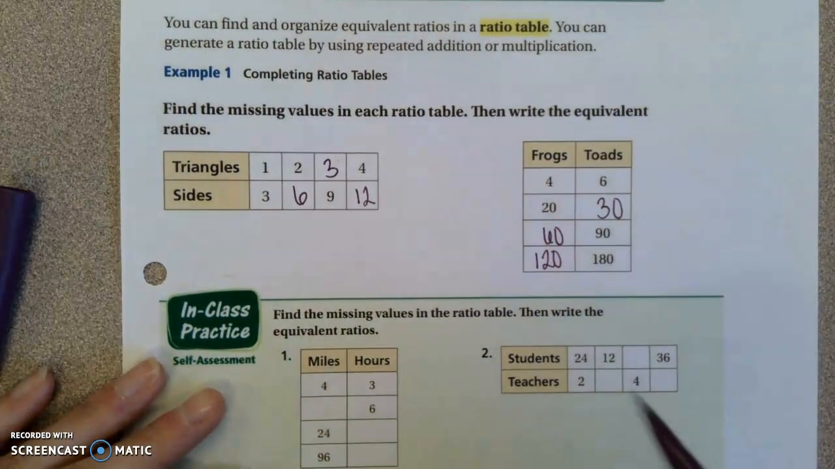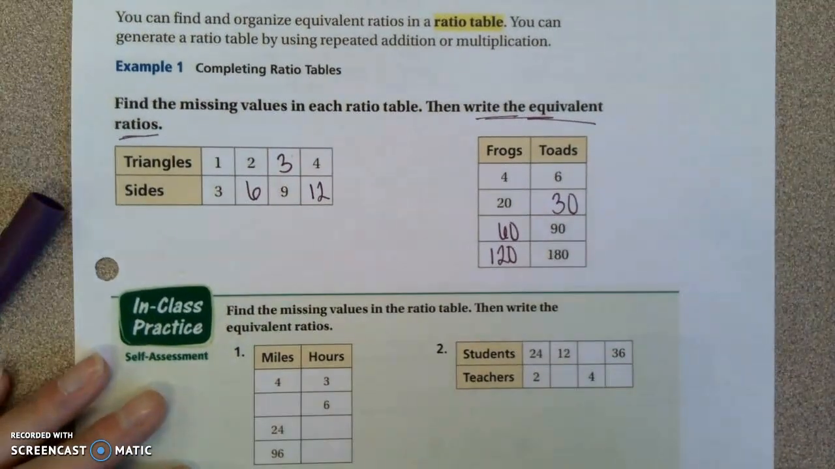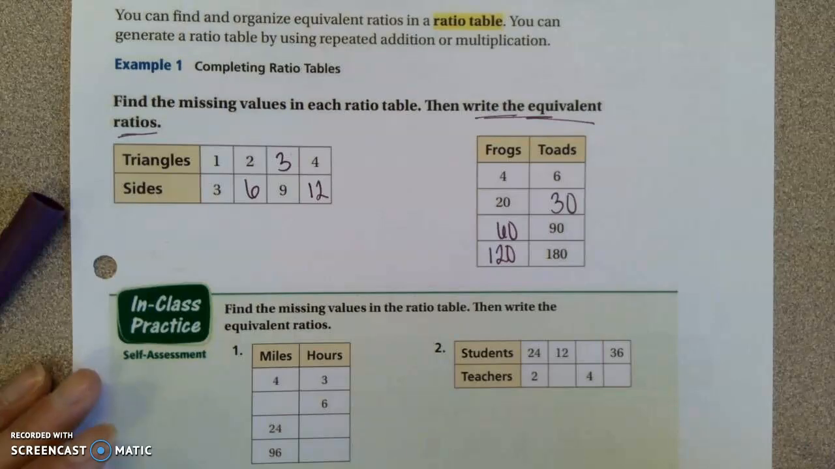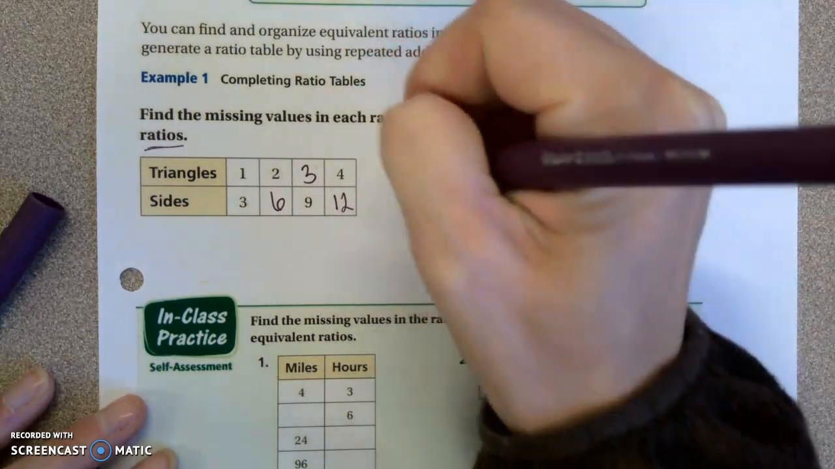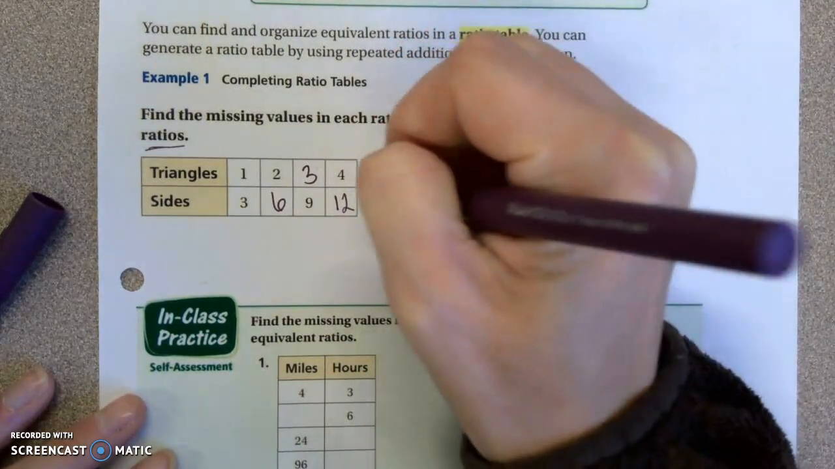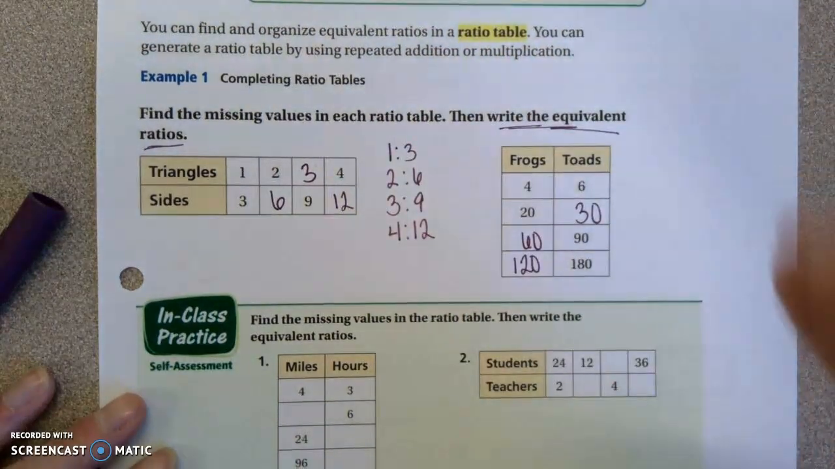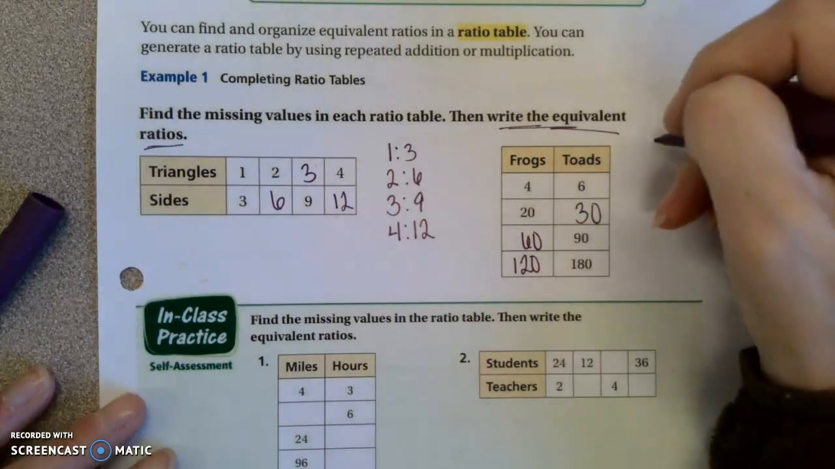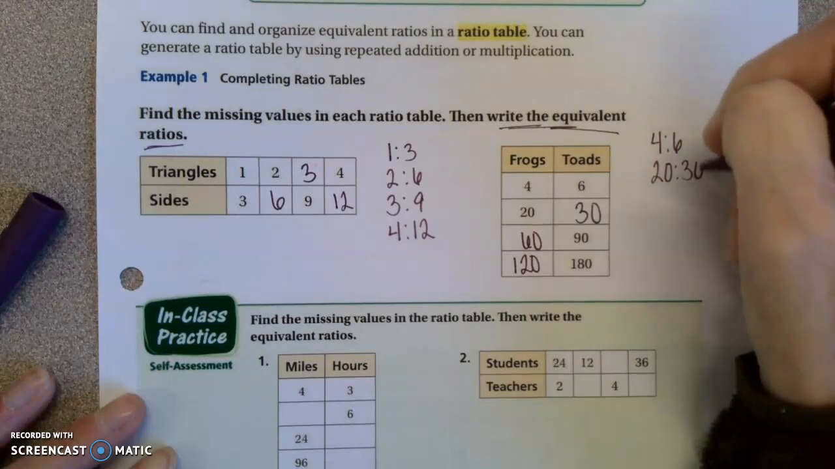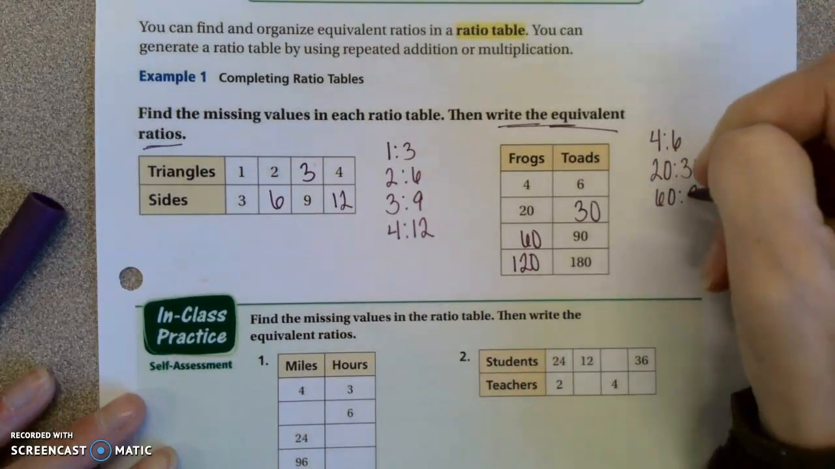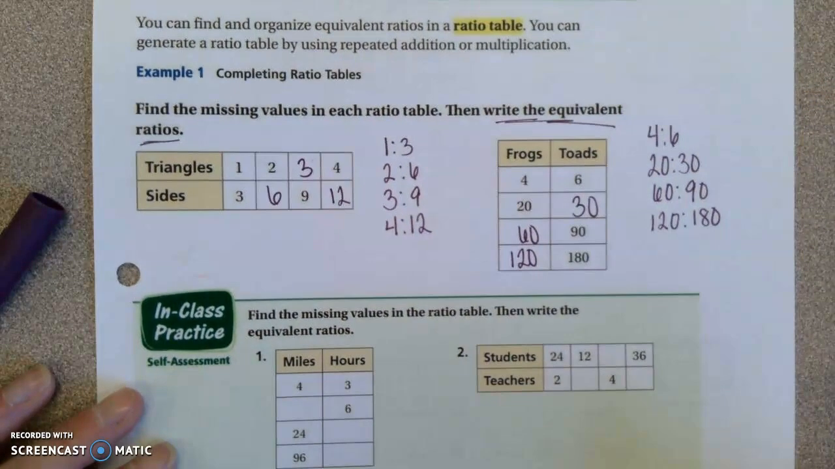Then the additional piece here, it says to write the equivalent ratios. So what we're doing is just now proving that all the ratios we just created are equivalent. So triangles to sides, we have 1 to 3, 2 to 6, 3 to 9, 4 to 12. Those are our 4 equivalent ratios. Over here, we have 4 to 6, 20 to 30, 60 to 90, and 120 to 180.